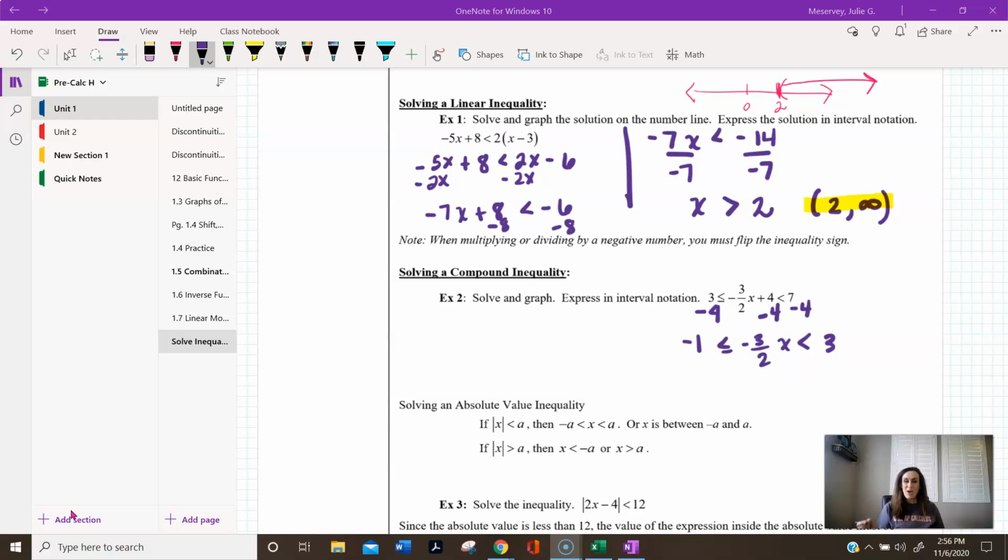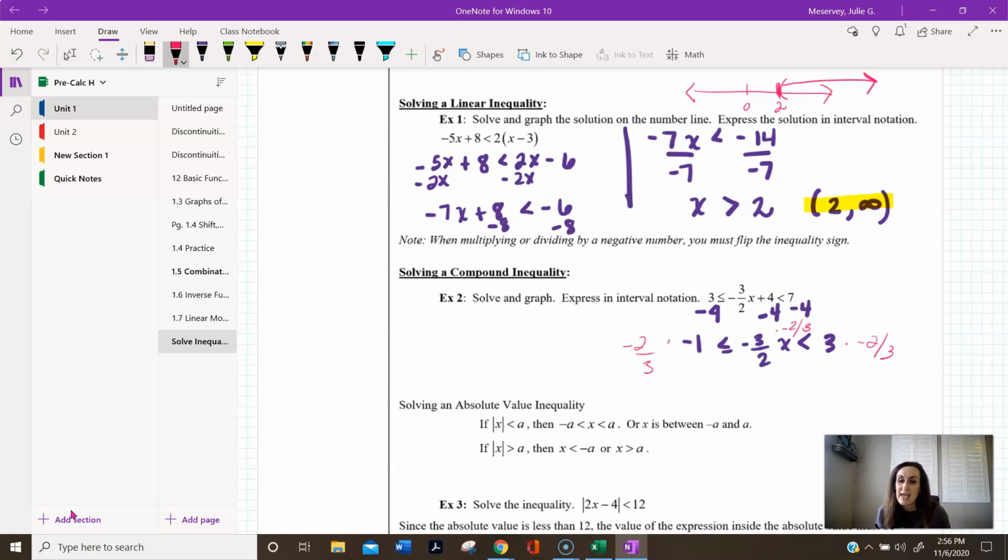Example 2 is a compound inequality, and I like to keep everything together, and I'm trying to get x in the middle. So I started by subtracting 4 to everything, giving me negative 1 on the left side and positive 3 on the right side. In the middle, I'm left with negative 3 halves x. Now, when you multiply everything by negative 3 halves, or sorry, the reciprocal, negative 2/3, you'll multiply over here by negative 2/3 and over here by negative 2/3.